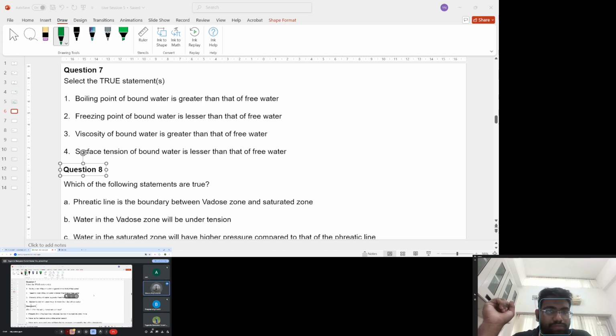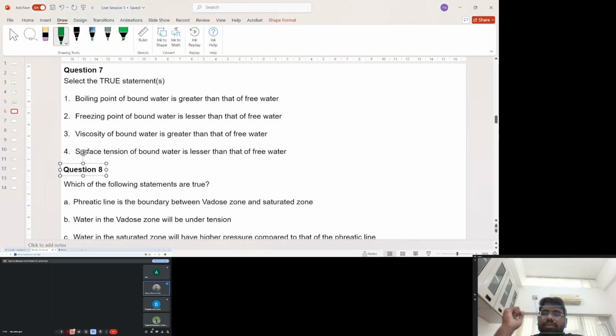I can't explain further, but it was discussed in the online class, so that's why I remember. Yes. So, as you rightly mentioned, boiling point of bound water is greater than that of free water. Boiling point of free water is 100 degrees. So here the major issue is that free water is free from force.